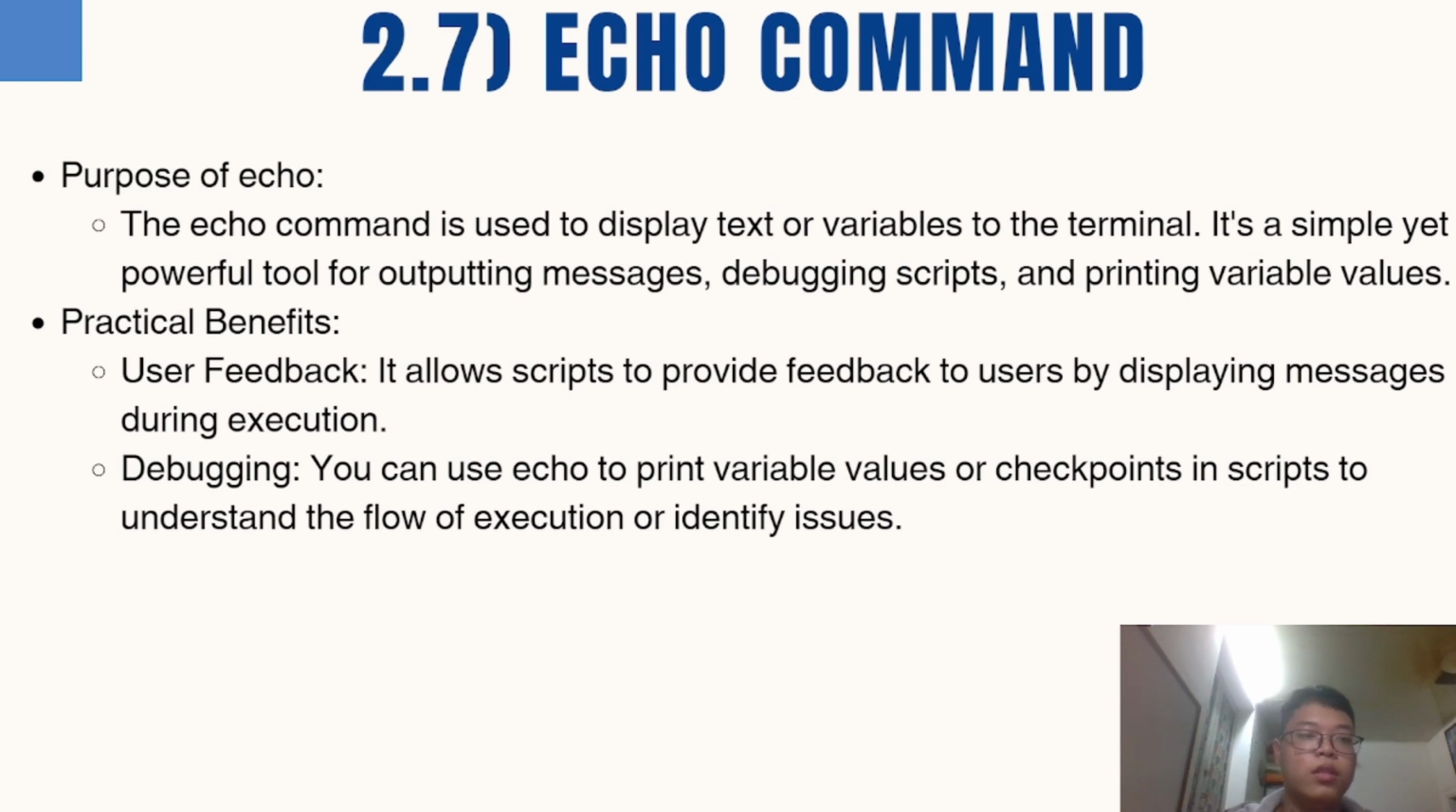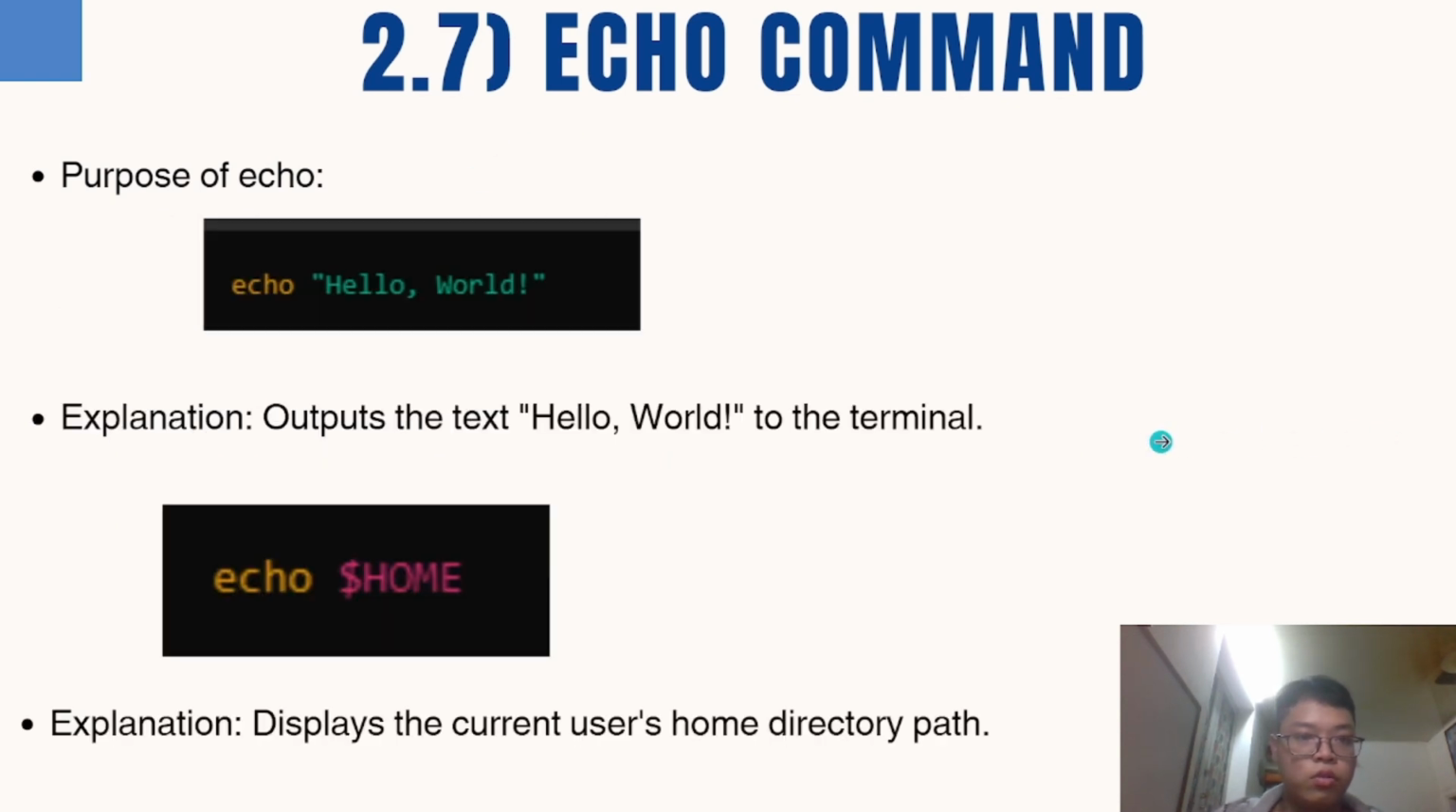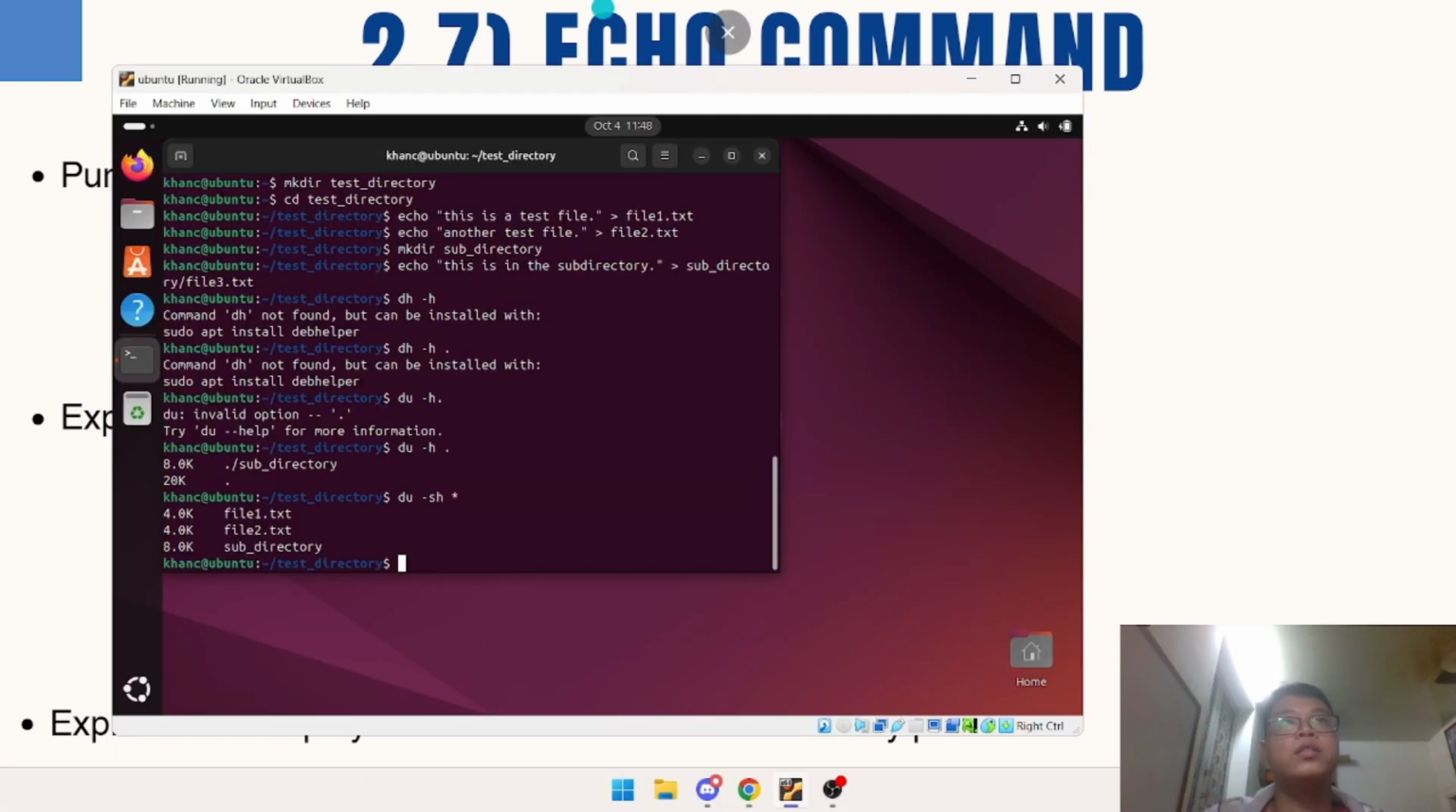So the benefit of it is there are two benefits that the user can get. It allows scripts to provide feedback to users by displaying messages during execution, and secondly is debugging. So you can use echo to print variable values or checkpoints in scripts to understand the flow of execution or identify issues. It's pretty easy. I have a test, very simple test.